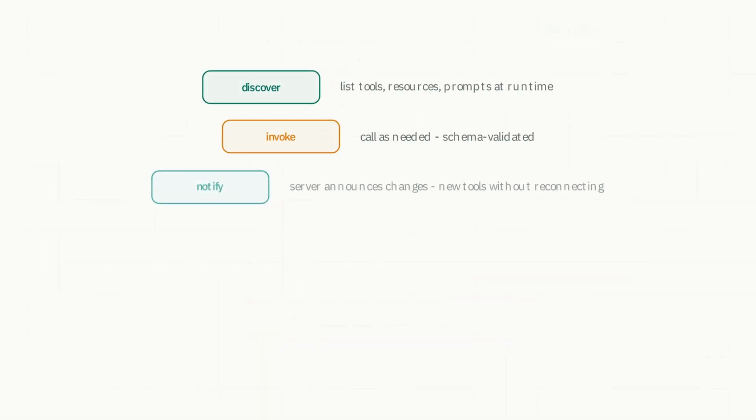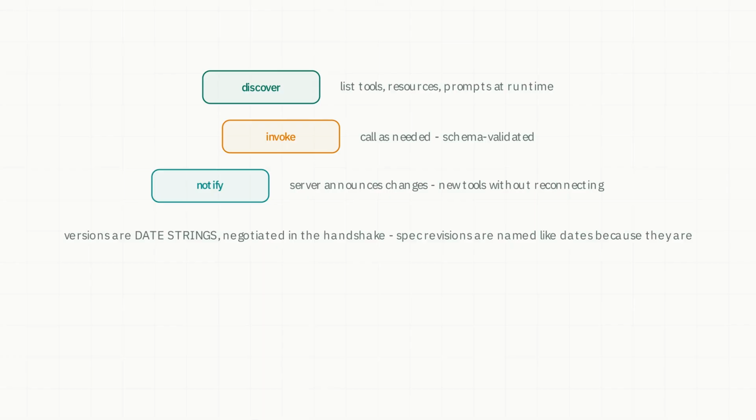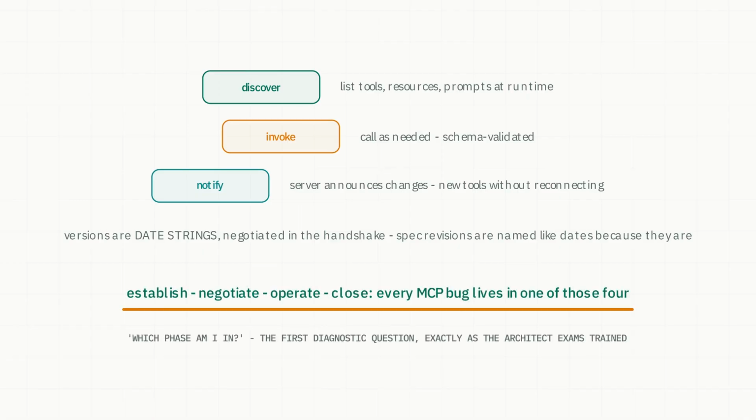Phase 3, operation. The client discovers what's available, listing tools, resources, prompts, and invokes as needed. The server answers and can notify the client when its offerings change, so a client learns about new tools without reconnecting. Versions, by the way, are date strings negotiated in that same handshake, which is why you'll hear spec revisions named like dates, because they are. Phase 4, shutdown, close the transport, no ceremony required. Establish, negotiate, operate, close. Every MCP interaction you will ever debug is somewhere in those 4 phases, and asking which phase am I in is the first diagnostic question, exactly the instinct the architect exams trained with lifecycle questions.